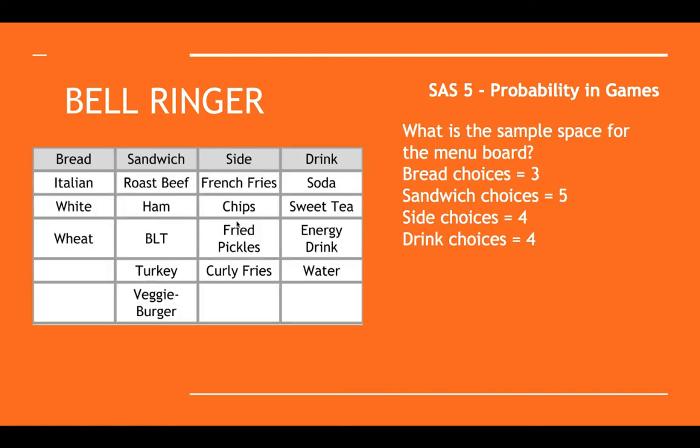All right, so what is the sample space in this menu board? There are 4 different events, we call them. You order the type of bread you want on your sandwich, and the type of sandwich you want, then the side you want, then the drink you want. So there are 3 bread choices, 5 sandwich choices, 4 side choices, and 4 drink choices. And 3 times 5 times 4 times 4, there's 240 possible outcomes. That is the sample space, okay?